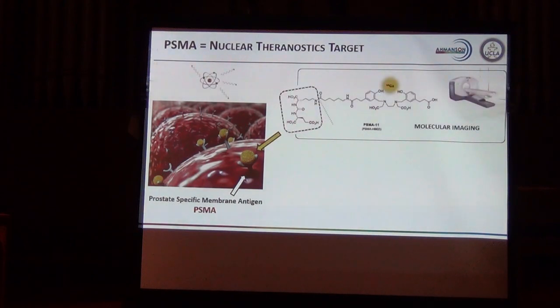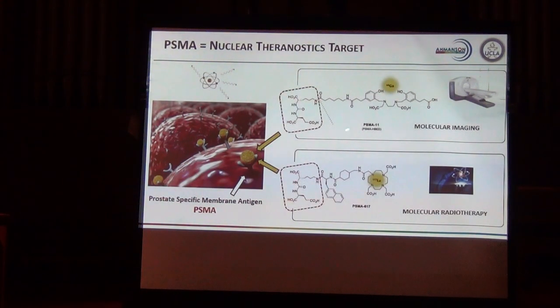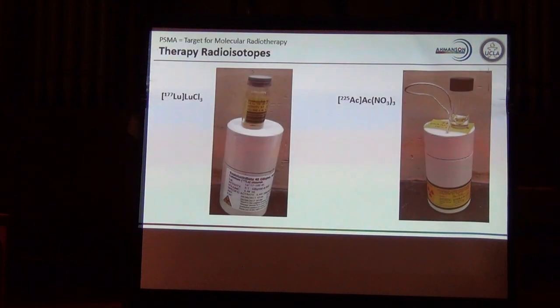Then, I repeat, you can inject a radioactive drug, and it can be one that is called PSMA-11 for PET-CT or PSMA-617 for molecular radiotherapy. They both go on the same target. Just the physical radionuclide that is attached is different. One is for imaging, one is for treatment. So that's the theranostic approach.